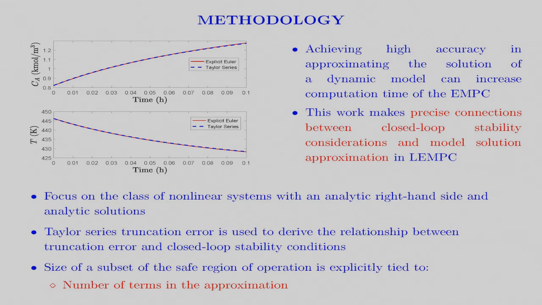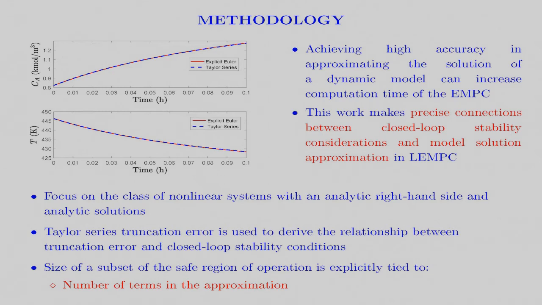This work therefore seeks to make precise connections between closed-loop stability considerations and model solution approximation in LEMPC. This essentially allows the implications of numerical error to be characterized for the LEMPC design, including how they impact the stability region subset size, and can facilitate understanding of the trade-off between computation time of the controller and potentially economics via the size of the stability region subset.